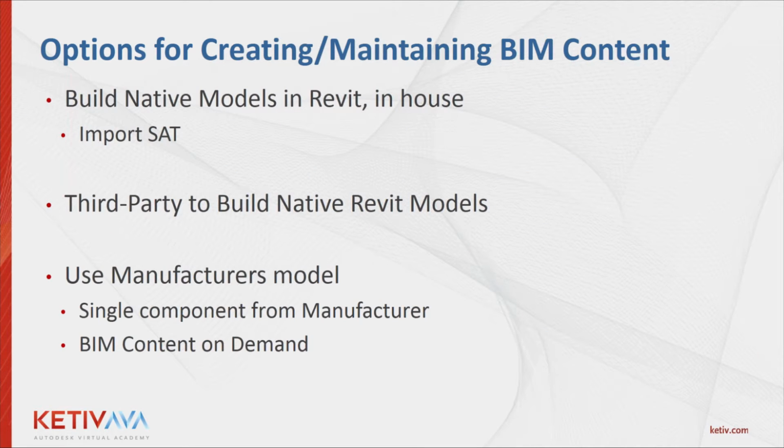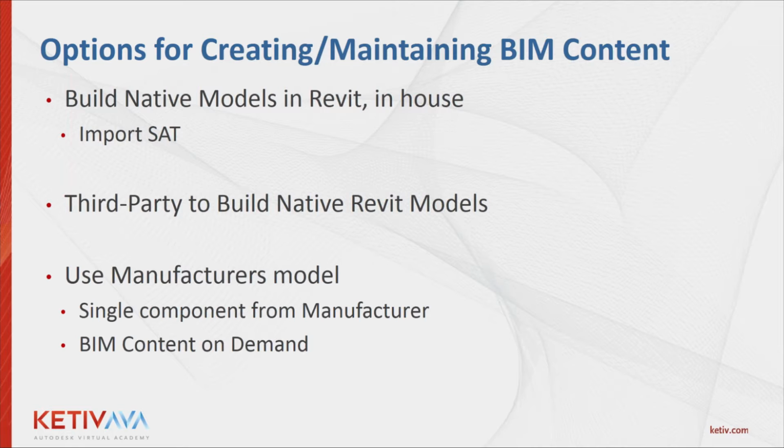So let's talk about options for creating or maintaining BIM content. There's three ways that I look at this. One, you can actually build models in what the architects are using called Revit. So you can build them inside of there from scratch if you want. You can even import information like an SAT file or an ACIS file. You can even hire third-party people to build these models that are native to Revit for the actual architect. Or, two, use a manufacturer's model.